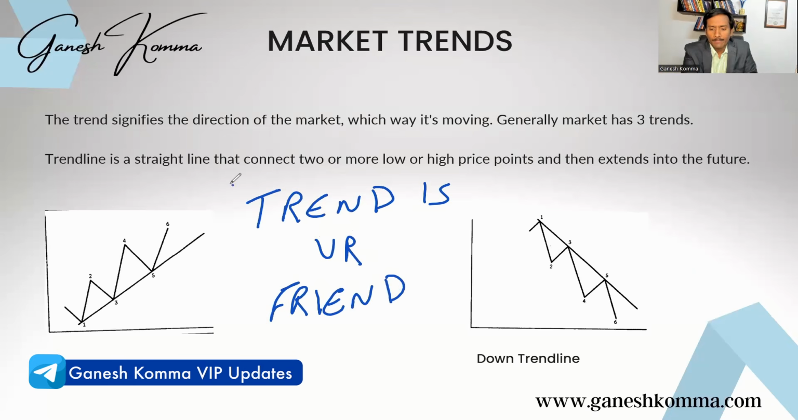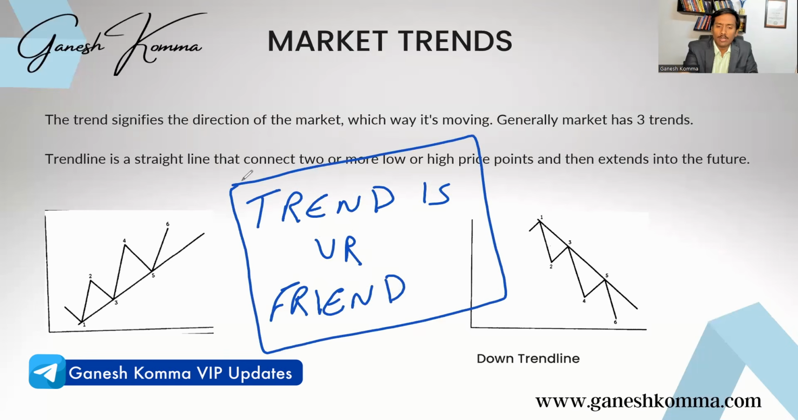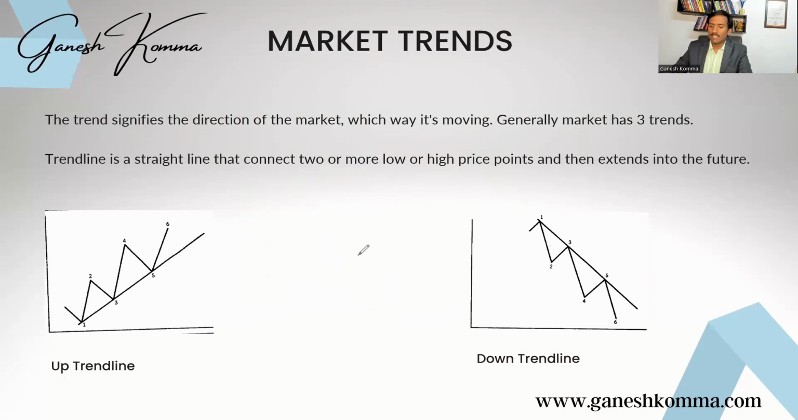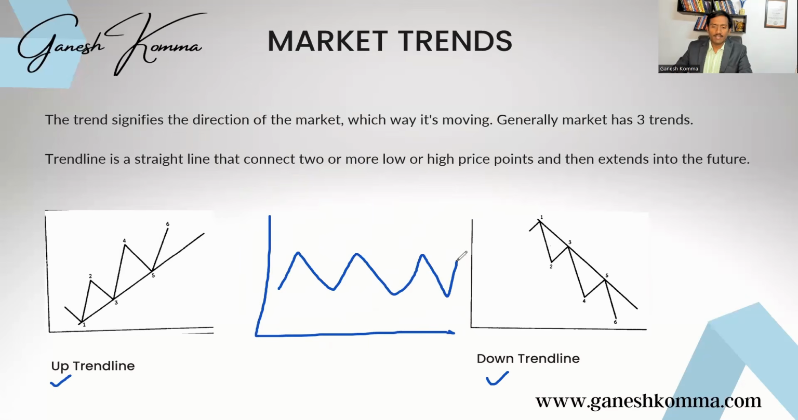Try to be in those stocks or those sectors where the momentum is there or where the trend is continuing, right? Where the trend is continuing. So, among these three trends, one is an uptrend, a downtrend, and the third you have is a sideways trend, right? A sideways trend.